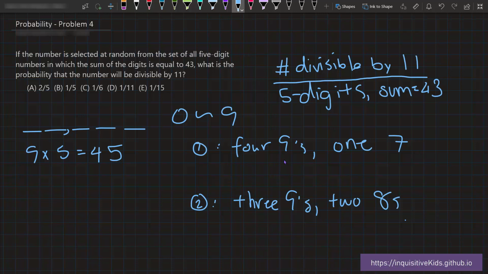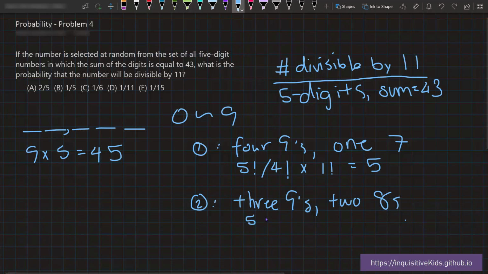Now our knowledge of word rearrangements comes in, because here we have to understand that there are 4 9s, 4 of the same digit. Now we can transform this problem into a word rearrangement problem by looking at it as a 5-letter word with 4 of the same letter. Now how would we do this? Well, it would be 5 factorial divided by 4 factorial times 1 factorial, which is equal to 5. So 5 five-digit numbers have a sum of 43, where there are 4 digits that are 9 and 1 digit that is 7.